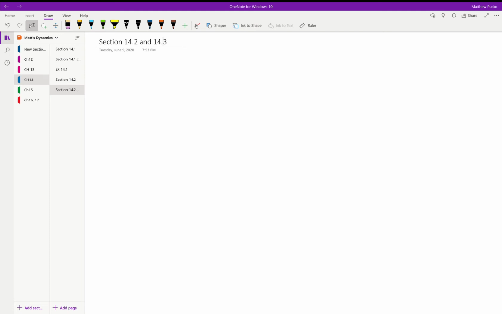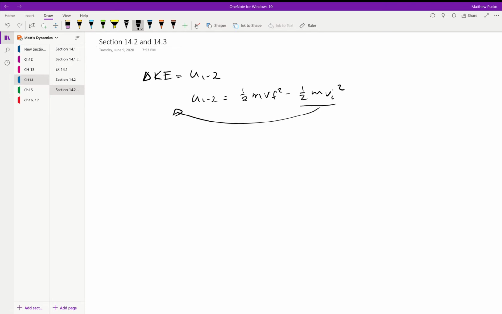Okay, I want to finish up section 14.2. We got to the point where we said the change in kinetic energy is equal to the work from 1 to 2, and we also saw that the work from 1 to 2 can be defined after integrating to be 1/2 mv final squared minus 1/2 mv initial squared. We can put this on the other side to get 1/2 mv initial squared plus the work done from 1 to 2 is equal to 1/2 mv final squared.